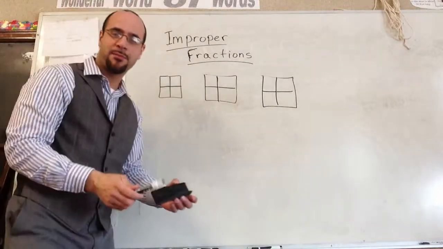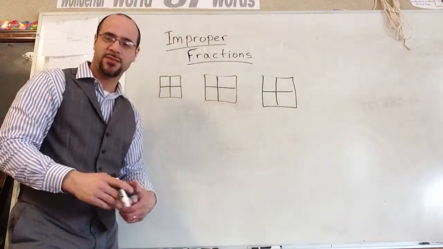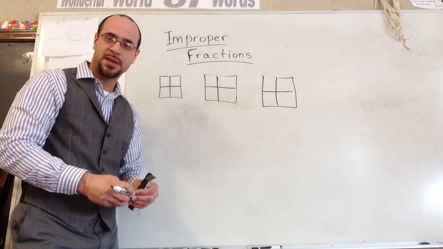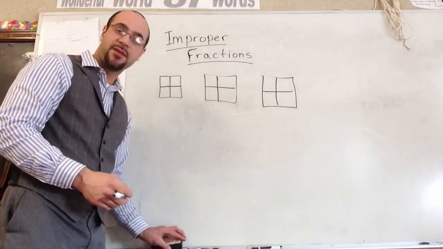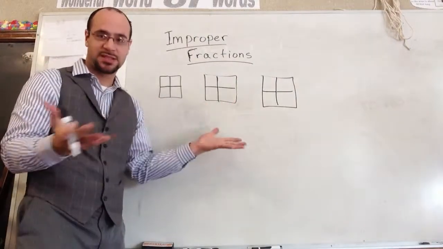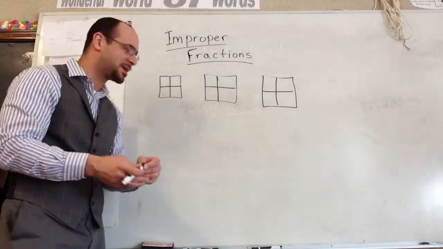We are working now on improper fractions, and if you have watched the videos on fractions before, you remember that a fraction is considered to be an equal piece of a whole. So let's take this box. Let's imagine all these boxes are the same size. I know they're not, but let's imagine they're all the same size.